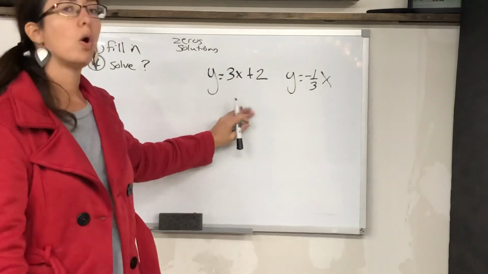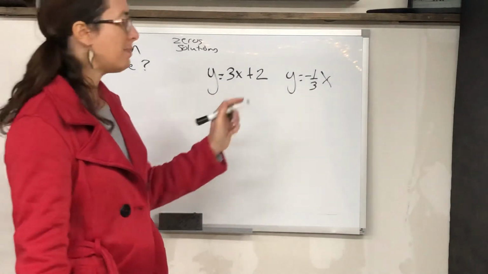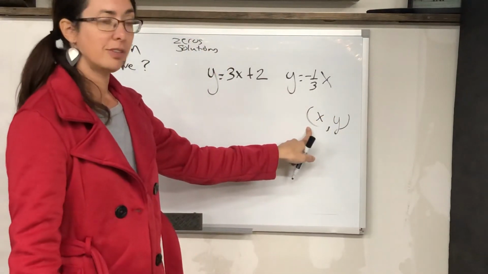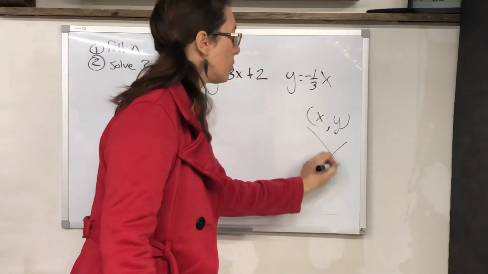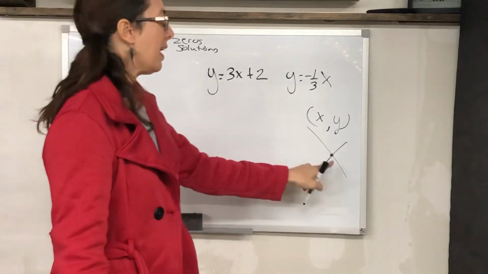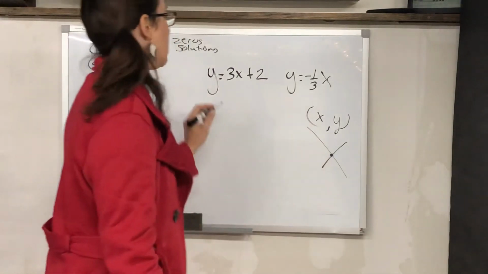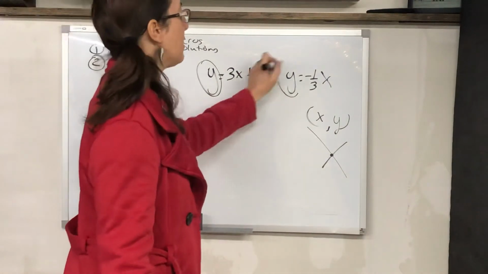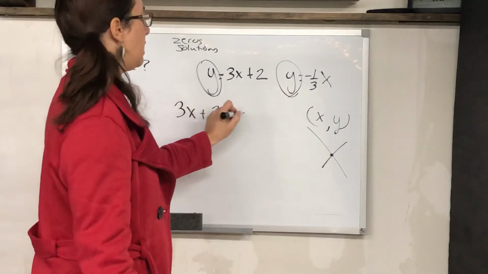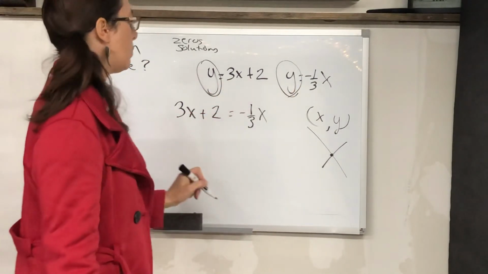So the next question is, where do they cross? If they cross, that means that they share an XY point, correct? No matter where they are, there is going to be one point that they both have in common, and at that point their X values will be exactly the same and their Y values will be exactly the same. So since we already have them set up where y's are equal to each other, we can set the rest of the equations equal to each other. So I know that 3x plus 2 equals negative 1/3 x.